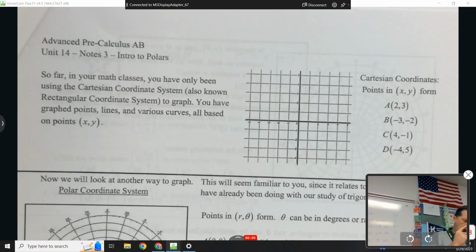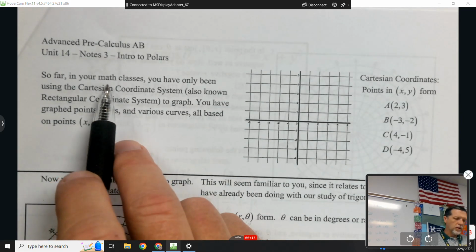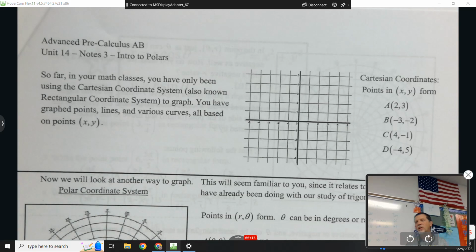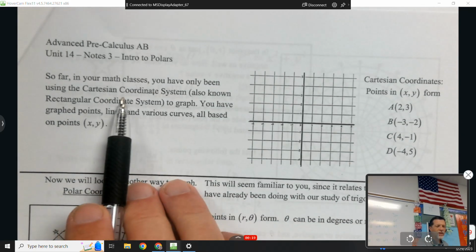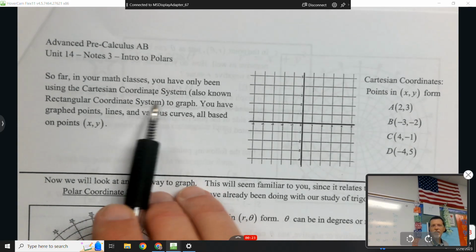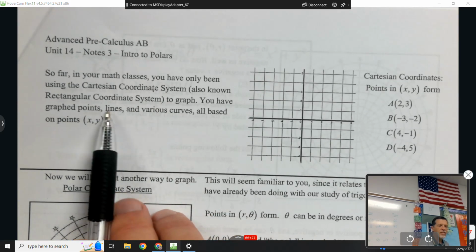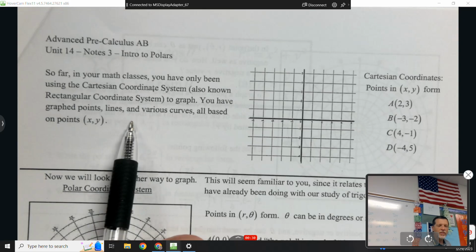All right, day 3, intro to polars. So let's back up before we even get to polar. Let's talk about what you know and what you didn't know that you knew. So far you've only been using the Cartesian coordinate system. You probably didn't even know that that's what it was called. Also known as the rectangular coordinate system to graph. We've graphed points and lines and curves all based on XY.